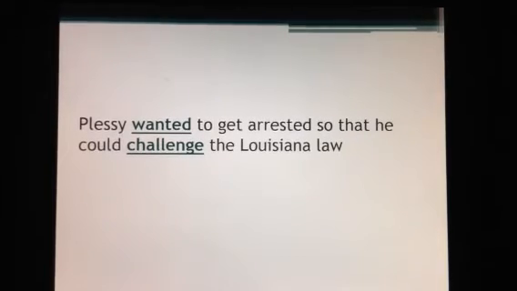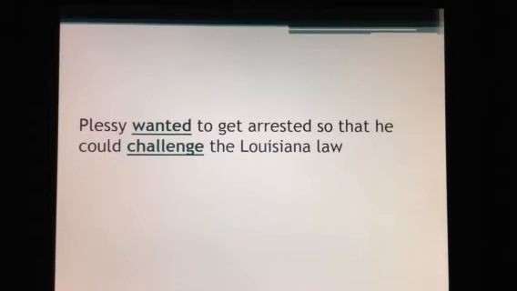Remember, laws have to be challenged in court, and the Supreme Court has to agree to hear the law on appeal.